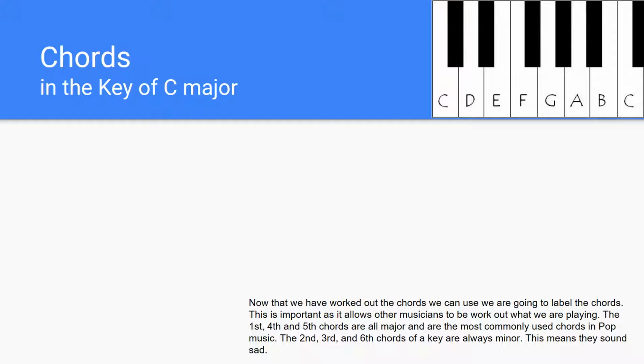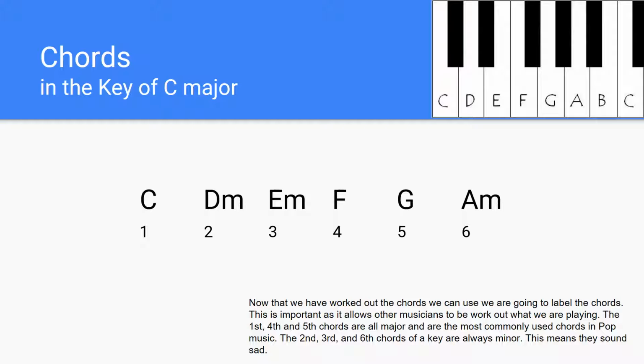Now that we've worked out what chords they are, we're going to label those chords. And this is important because it allows other musicians to be able to work out what we're playing. Here we've got C, D minor, which is what I played, the E minor, the F, G and A minor. The first, fourth and fifth chords are all major and most commonly used in pop music. They're all major and they all sound happy.